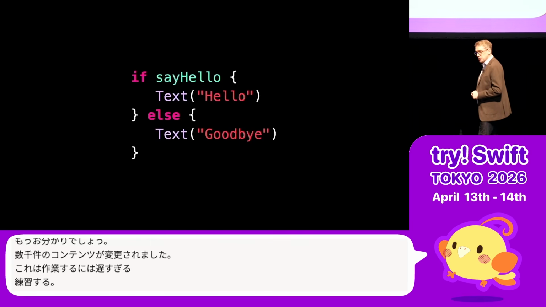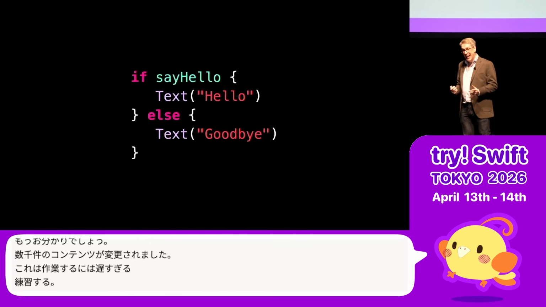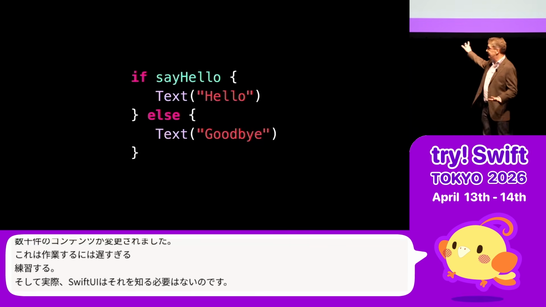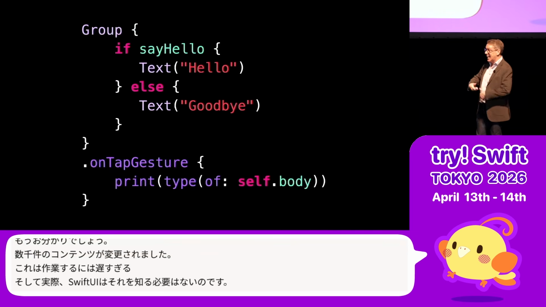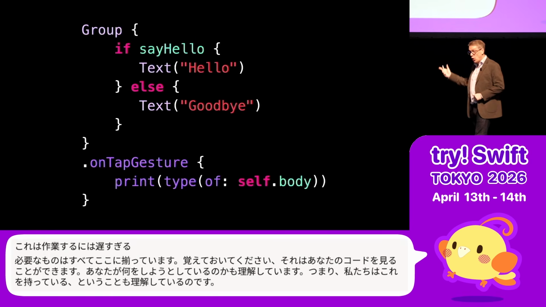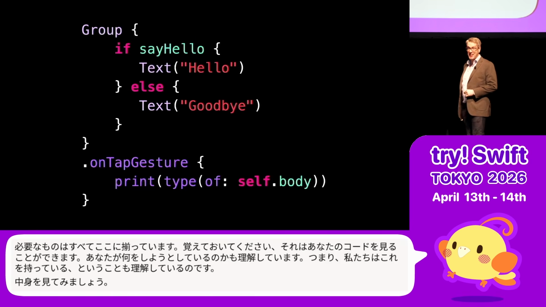And the truth is, SwiftUI doesn't need to know. It has everything it needs right here. Remember, it can see your code. It knows what you're trying to do. It can see, well, we have this thing. Let's see what is inside. Look for yourself. Please, just look for yourself.